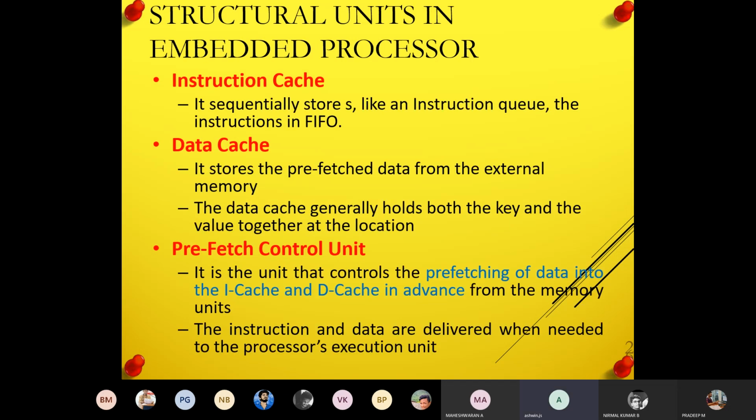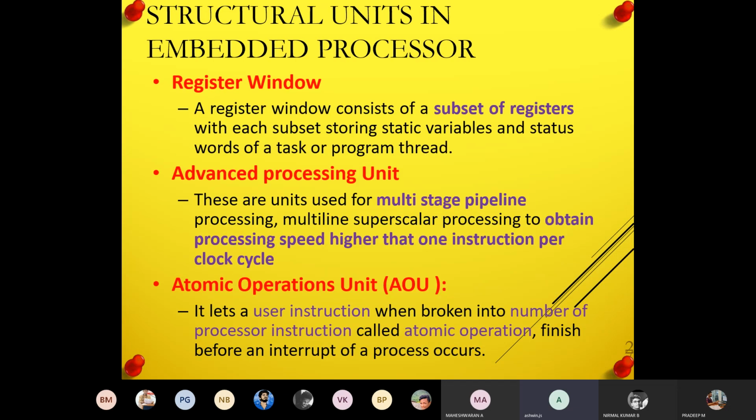And the instruction cache is used to store the first in first out queue. A queue works under first in first out, so those will be stored in your instruction cache. And the data cache is used for storing the data. And the prefetch control unit is used to control the instruction cache as well as the data cache. And the register window is used to store the static variables and the status word.